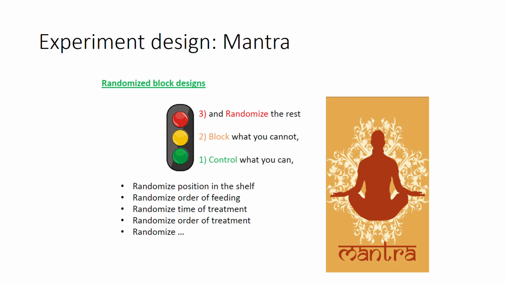Then the statistical mantra for experiment design: control what you can, block what you cannot, and randomize the rest. So you can control the factors, you can control the treatments, you can block those variables that you cannot control. But for instance, you can control the sex, you can control the age, you can block the sex and age, and then randomize the rest.